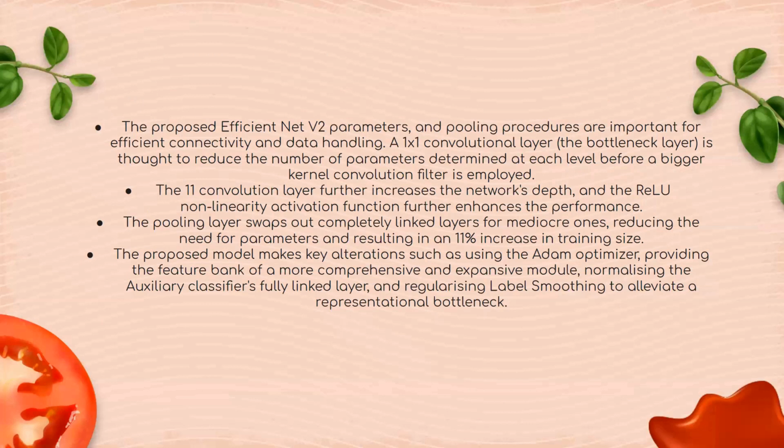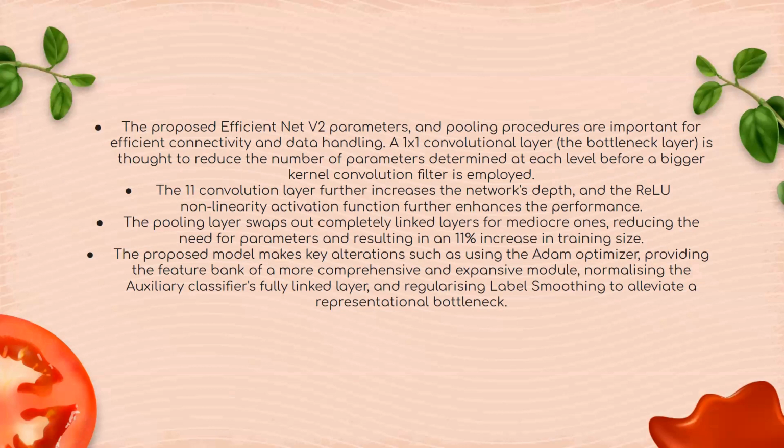A 1x1 convolutional layer, the bottleneck layer, as we say, is thought to reduce the number of parameters determined at each level before a bigger kernel convolutional filter is employed. The performance is further improved by the ReLU non-linear activation function and the 1x1 convolutional layers used, which further deepens the network. The pooling layer reduces the need for parameters while replacing fully connected layers, resulting in an 11% increase in training size.